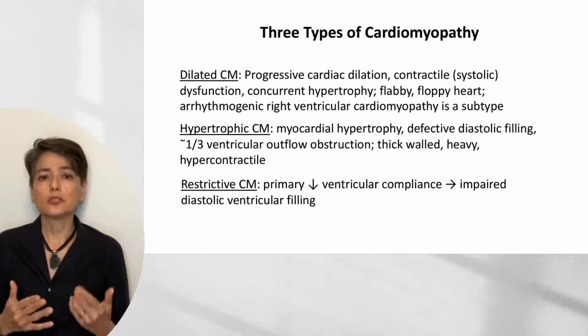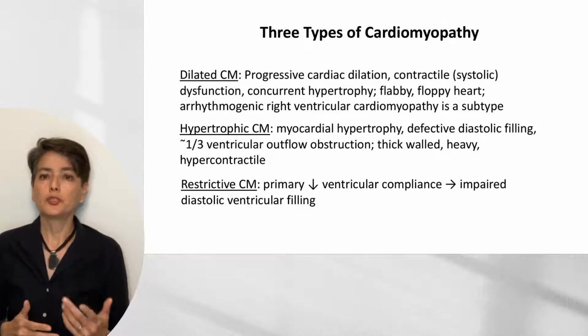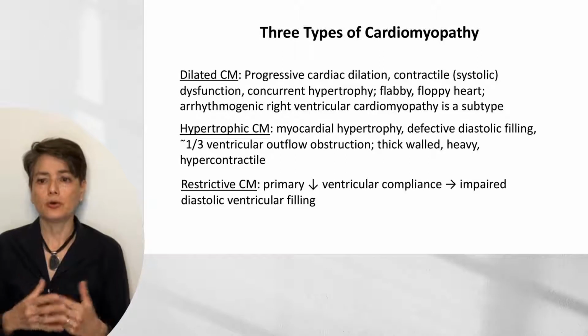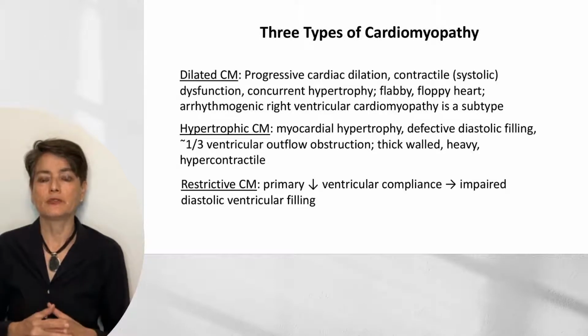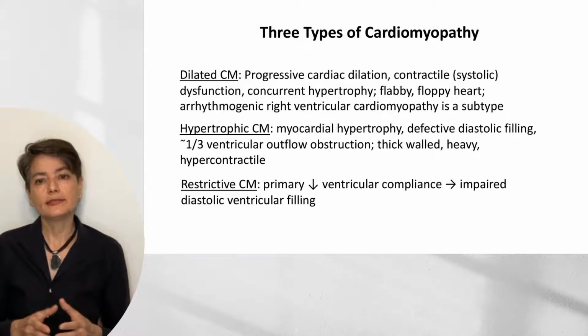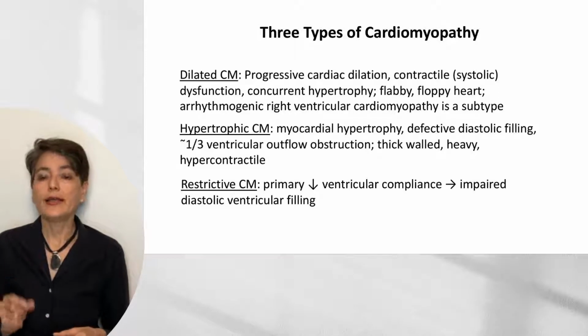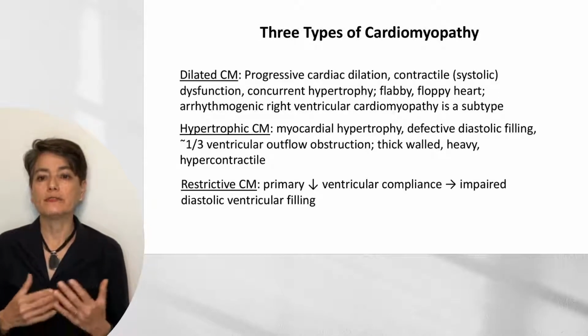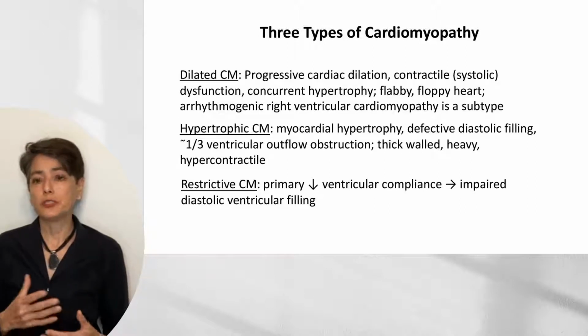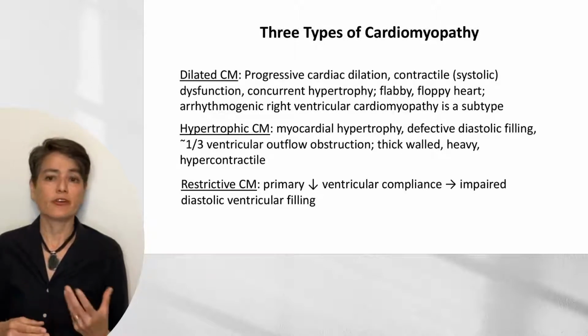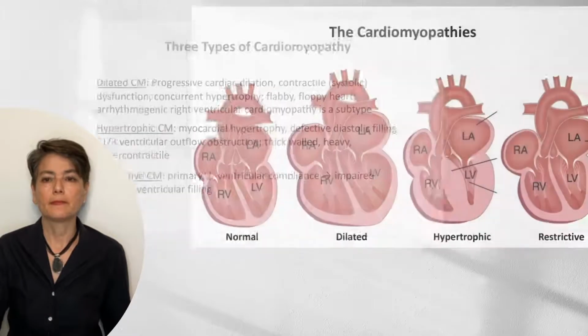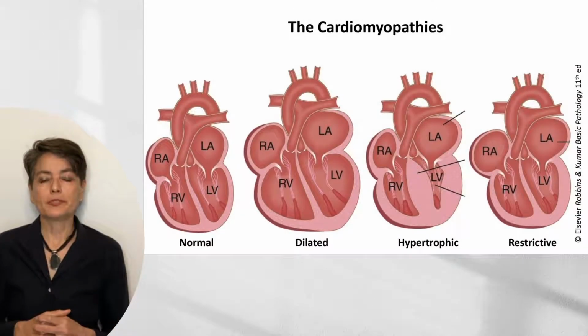Now, similar to hypertrophic cardiomyopathy, restrictive cardiomyopathy is also a problem of impaired diastolic ventricular filling. But in this case, it's not because the walls are thick, it's because they are stiff. And this is a primary decrease in ventricular compliance, and this will be due to some sort of interstitial process like fibrosis or amyloidosis. This figure from Robbins and Kumar, Basic Pathology 11th edition, nicely summarizes the findings.